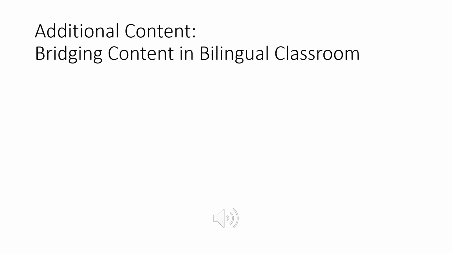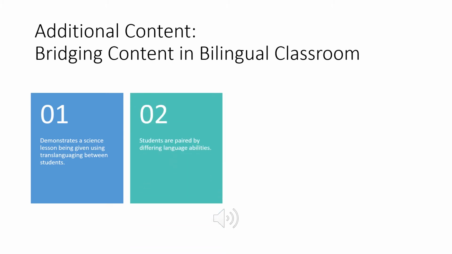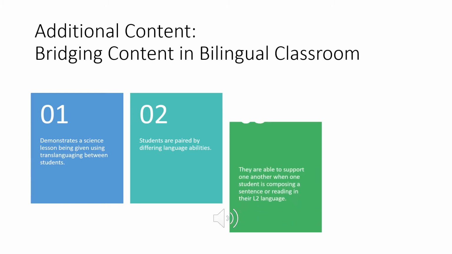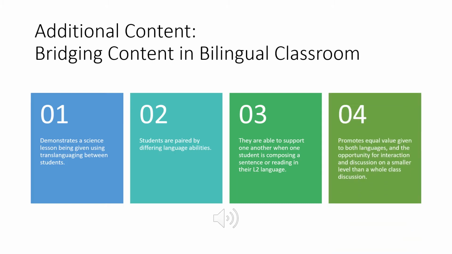Additionally, we drew from the video Bridging Content in a Bilingual Classroom that demonstrates a science lesson being given using translanguaging between students. The students are paired by differing language abilities, as we propose to do in our lesson. They are able to support one another when one student is composing a sentence or reading in their L2 language, but it is the L1 for the student assisting. This model promotes equal value given to both languages, and it also provides opportunity for interaction and discussion on a smaller level, rather than a whole class discussion.